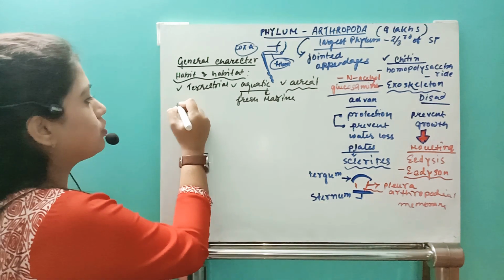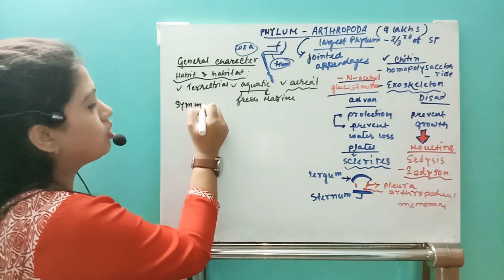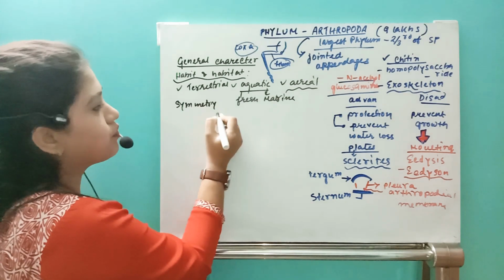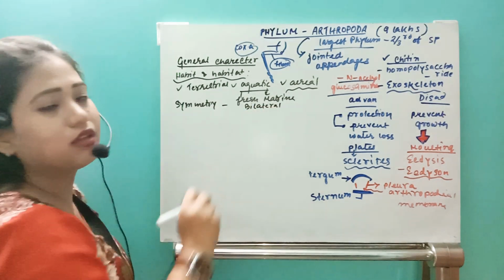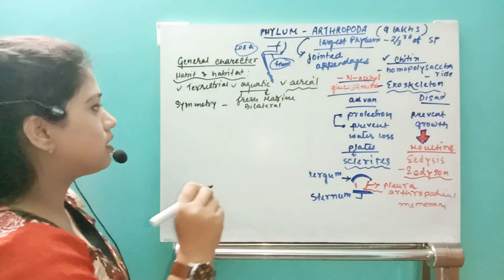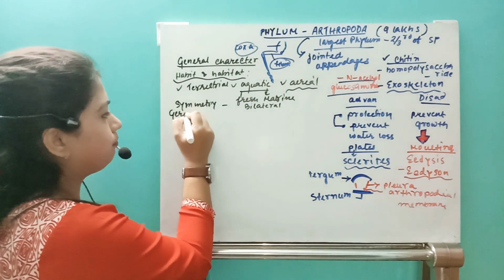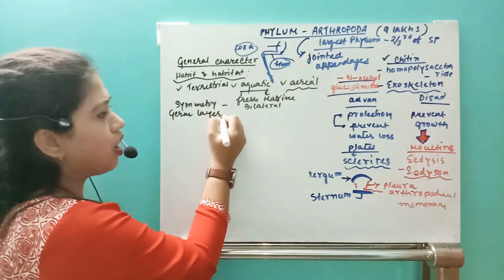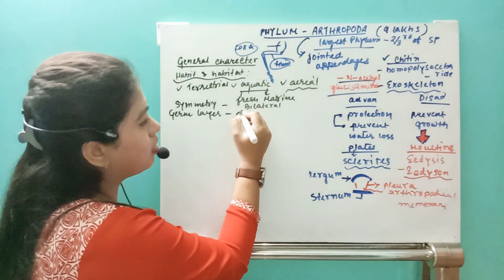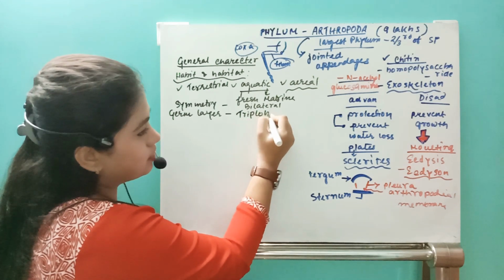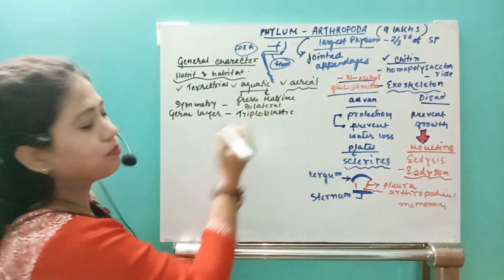Now after that, come to the symmetry. So all these organisms will have what type of symmetry? They are going to have bilateral symmetry. Remember that. Next, the characteristic about their germ layers. So how many germ layers are present? Without any exception, all of them are triploblastic. So all organisms are triploblastic.